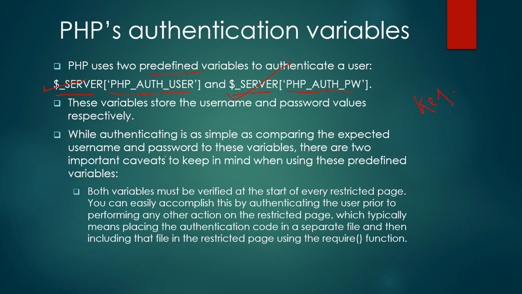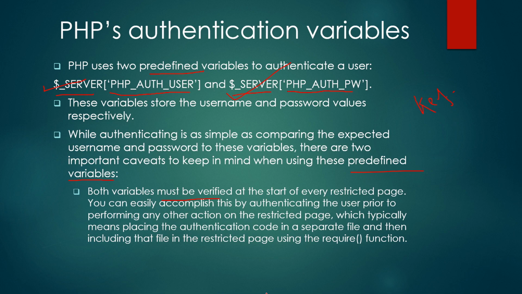While authenticating is as simple as comparing the expected username and password to these variables, there are two important caveats to keep in mind when using these two predefined variables. So let's see what these two things are. First, both variables must be verified at the start of every restricted page. You can easily accomplish this by authenticating the user prior to performing any action on the restricted page.